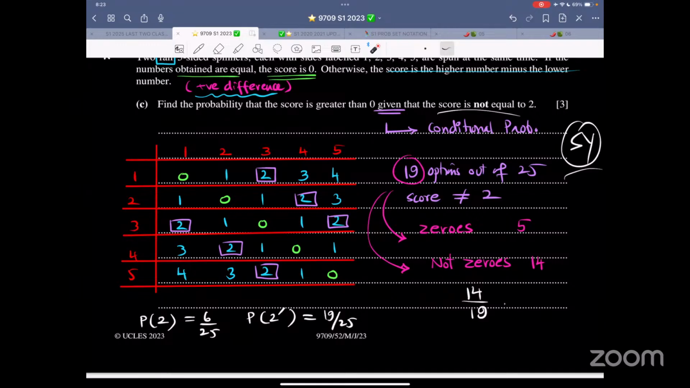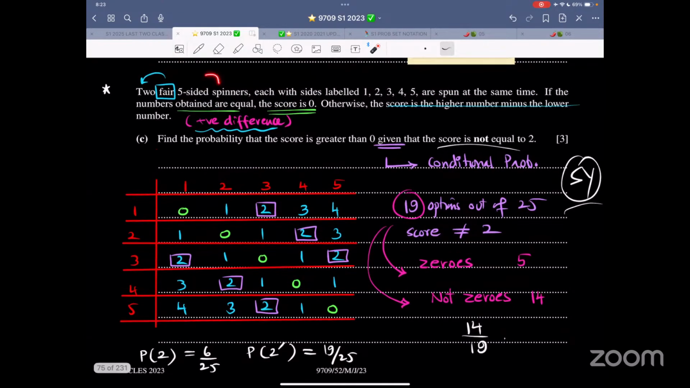So first of all, listen to me once again. Listen very clearly. First thing, you follow this rule, you fill up the table. Then these 5 zeros are there. There are 6 2s over there. Score does not equal 2, so just ignore the 6 2s. How much are left? 19. 19 out of this thing, that the score does not equal 2. I've written it over here. Now, out of these 19, how many are zeros?